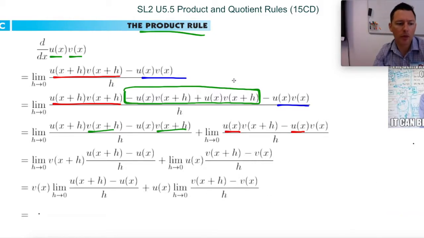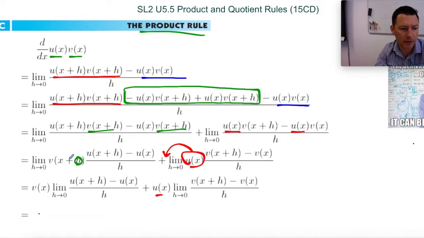So what we can do is pull that piece out. We can also pull out this piece, so that's where this comes out of the limit. So that's here. And then likewise, this piece we can actually take the limit. So as h approaches 0, this is just v of x, and that's what this is. So we pull out the v(x), pull out the u(x). And now we have this whole thing.